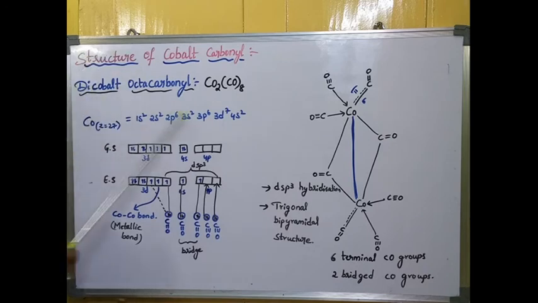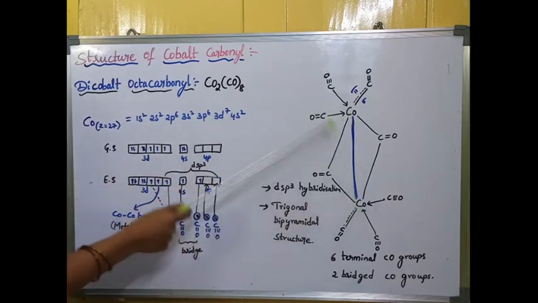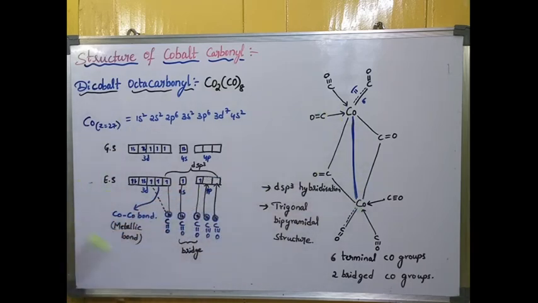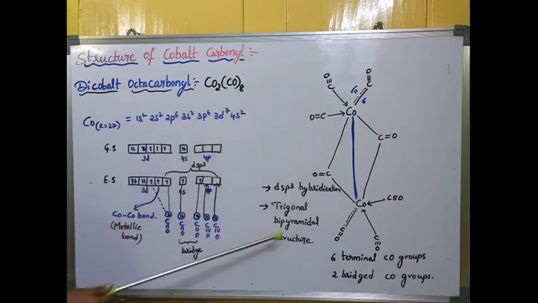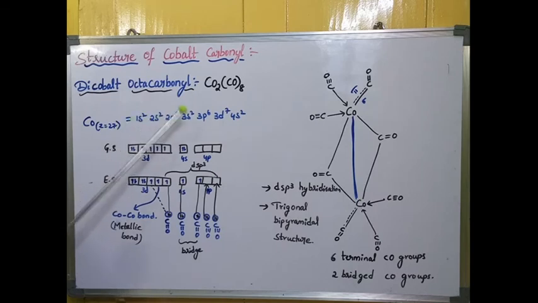Now you can see the electronic configuration. According to X-ray diffraction studies, the cobalt in the structure involves dsp3 hybridization, and the shape of the structure is trigonal bipyramidal. Cobalt has atomic number 27: 1s2, 2s2, 2p6, 3s2, 3p6, 3d7, 4s2. In the ground state, I am writing here 3d7, 4s2, and 4p is empty.